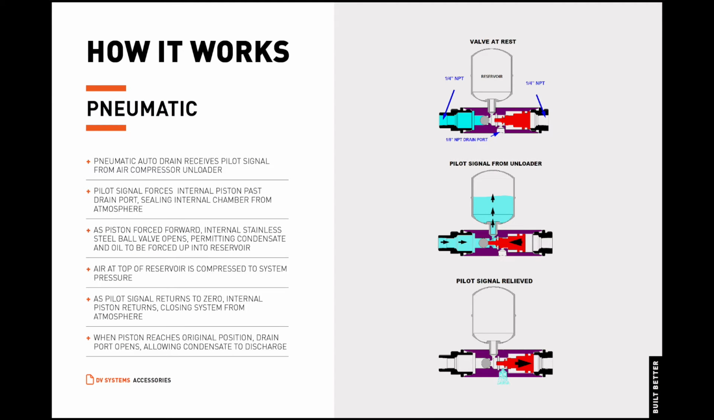The pneumatic auto drain is designed to drain moisture from the air compressor air receiver each time it reaches maximum pressure and shuts down. It receives its pilot signal from the air compressor unloader, being tied into the unloader line by means of a compression T.